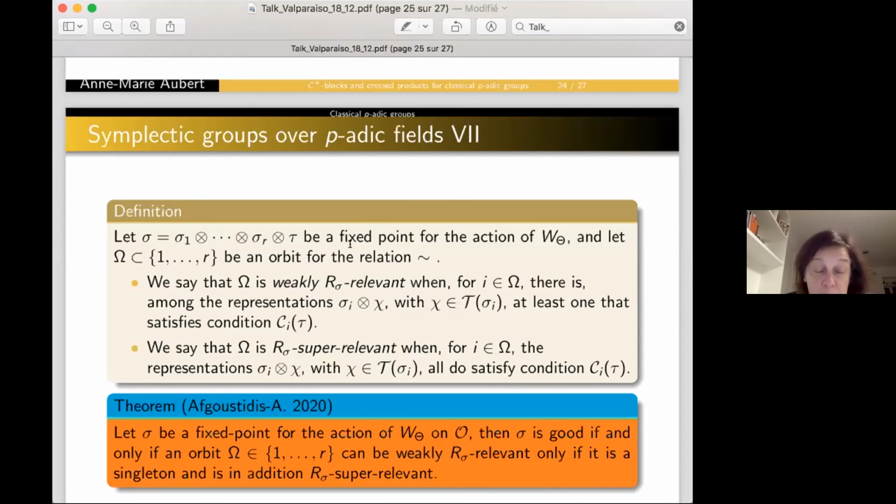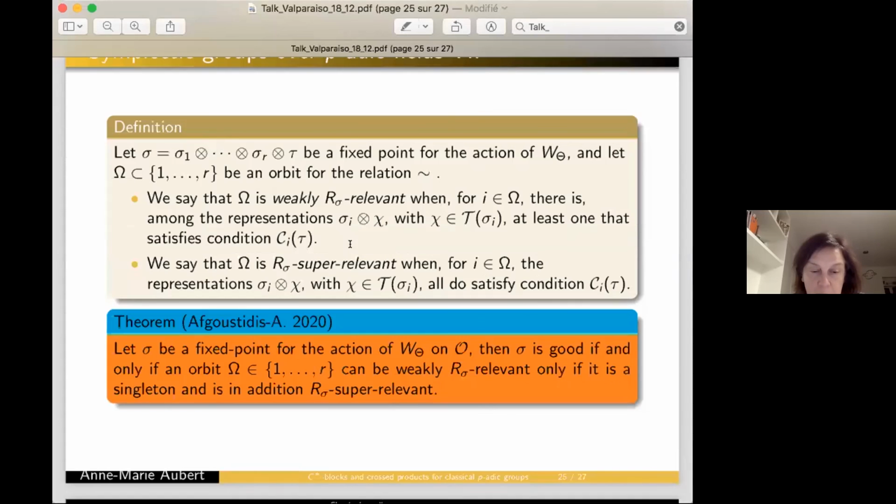So start with sigma, a fixed point. We have already seen that it's always possible to find one. And then this fixed point is good if and only if an orbit can be weakly relevant only if it is a singleton and, in addition, it is super relevant. So the condition looks quite strong, but anyway, it exists.